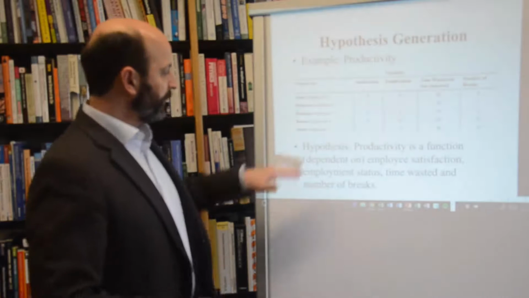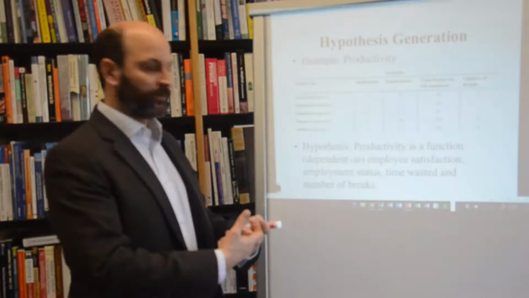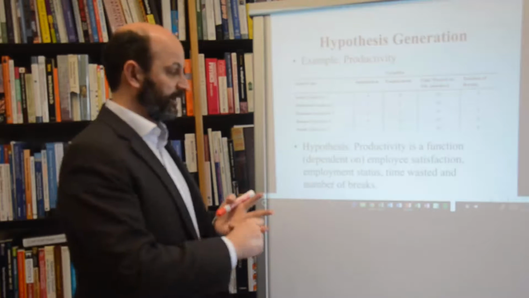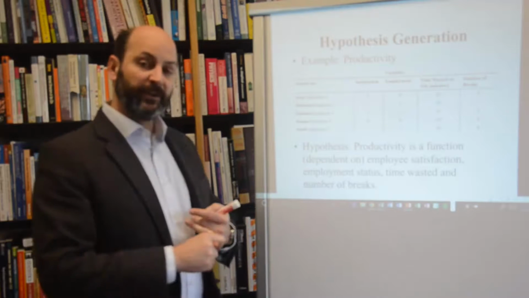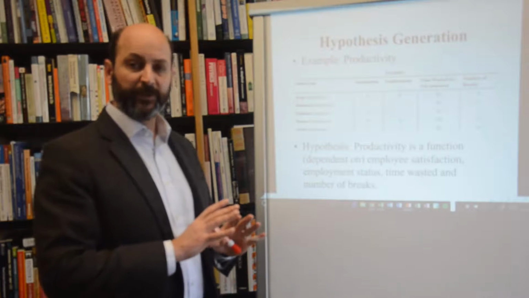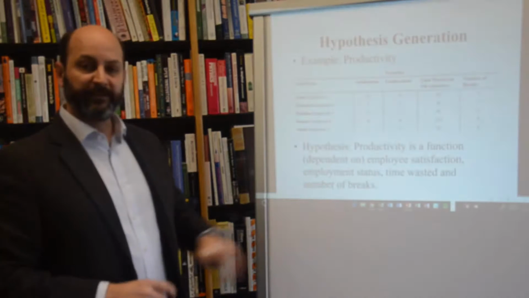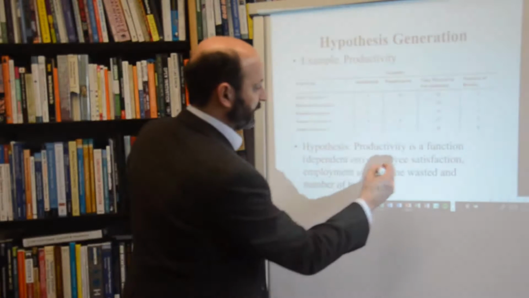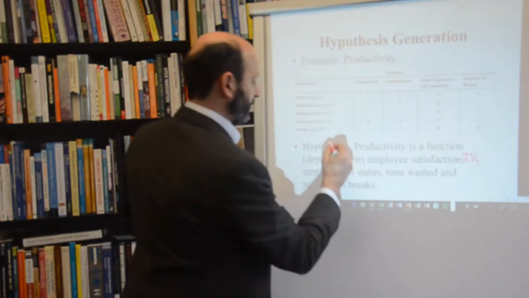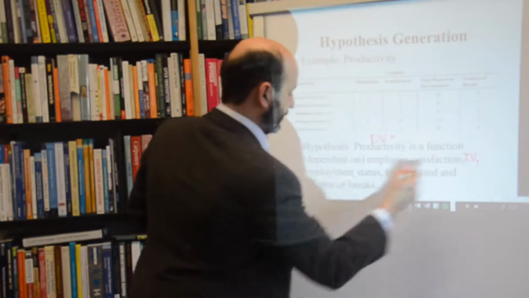So, here's our hypothesis. Productivity is a function. In other words, it depends on employment satisfaction, employment status, time wasted, and number of breaks. Right? So this is just a hypothetical example here, but we are saying in this hypothesis that these four independent variables, and these could each be listed as IV1.